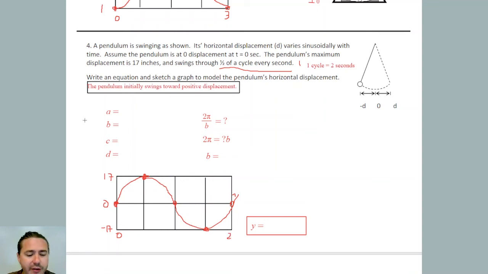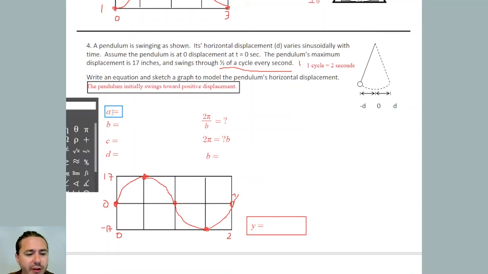We're going to use that to calculate B, but let's write everything else that we have so far. Our amplitude's 17, and it's going to be positive because we have a positive sine graph going here. Our B value, we'll calculate that last. C value is 0, and D is 0 as well. So 2 pi over B is going to equal the period, which in this case is 2. So we have 2 pi equals 2B. And so B here is just pi.